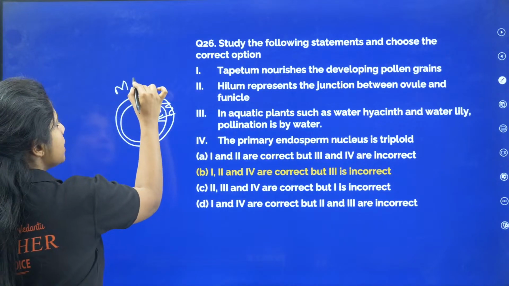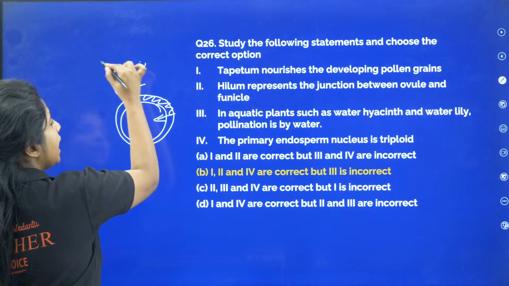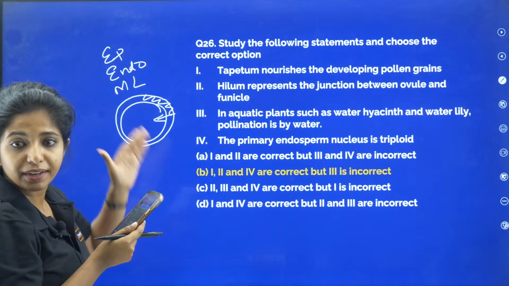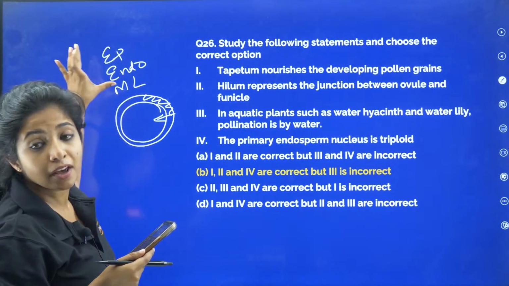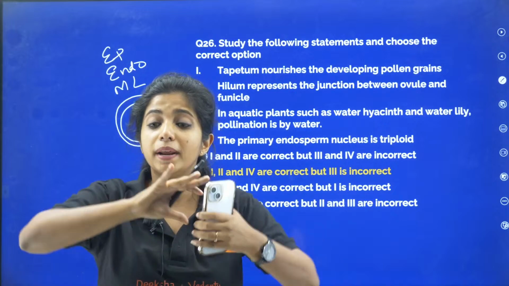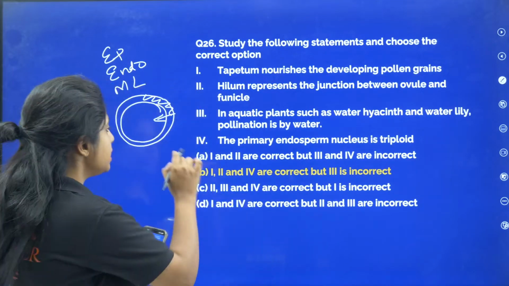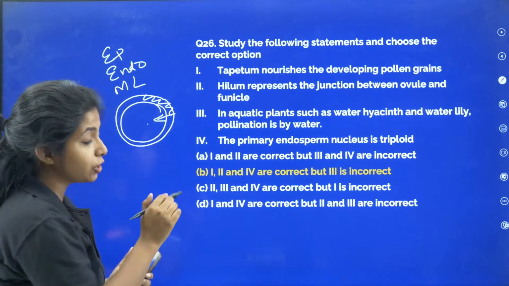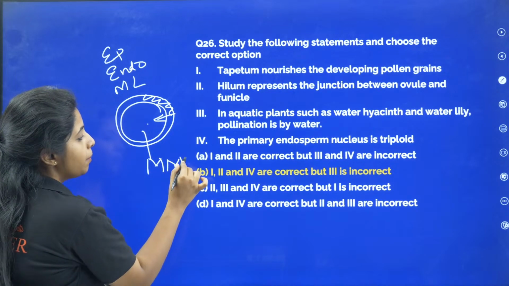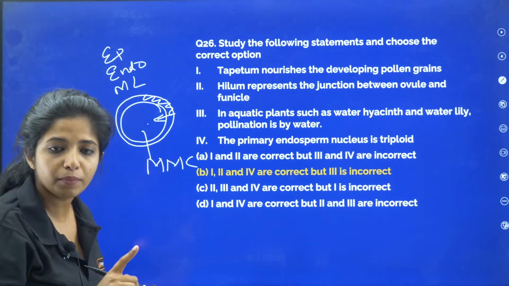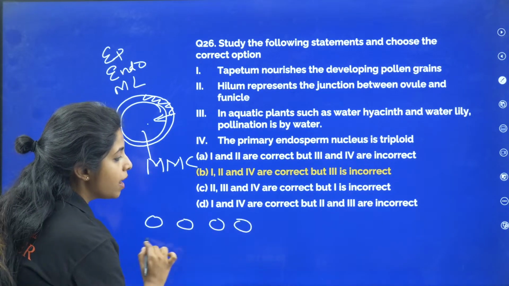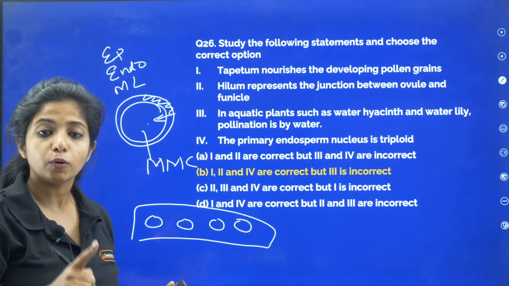Now, outside it, you have 3 layers: the middle layer, then the endothecium, and then the epidermis. Epidermis, endothecium, middle layer. These 3 are responsible for dehiscence of the anther, for breaking down of the anther. Now inside, each of the cells of the sporogenous tissue acts like a microspore mother cell. They undergo meiosis. At the end, you get 4 microspores, and these form pollen grains.